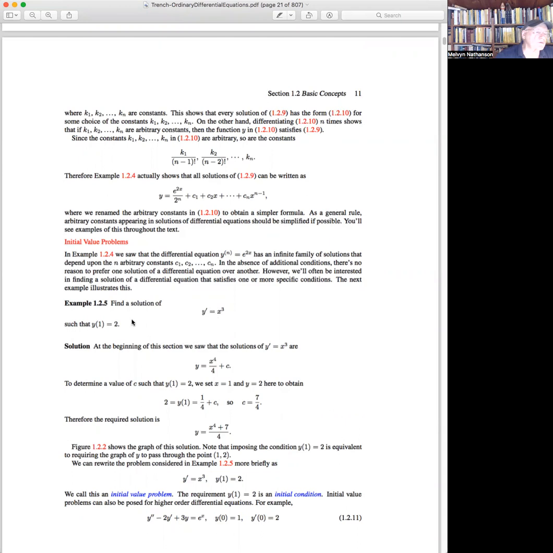But then you can impose what's called an initial condition. You want to find not the general solution, but the particular solution where the function y evaluated at 1 is equal to 2. So you want to find the constant c such that y of 1 is equal to 2. If you plug in x equals 1, you get 1 fourth plus c. Solve for c, c is equal to 7 fourths. So this is the solution of what is called the initial value problem.